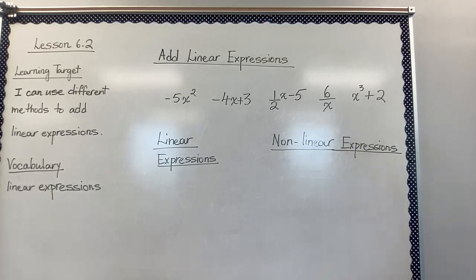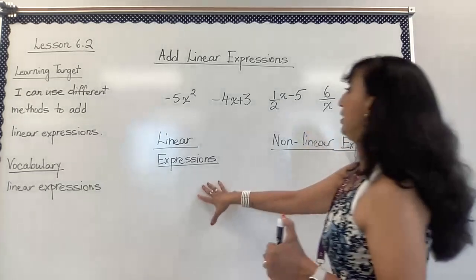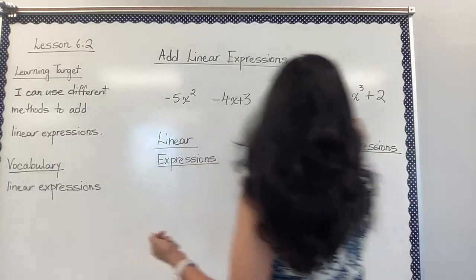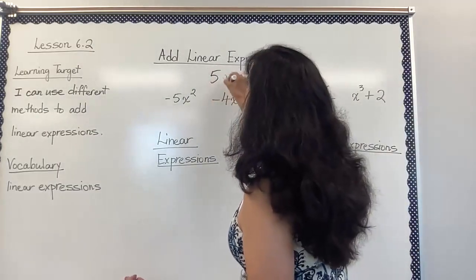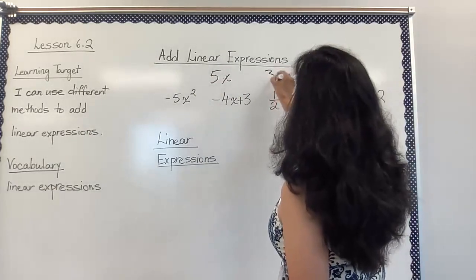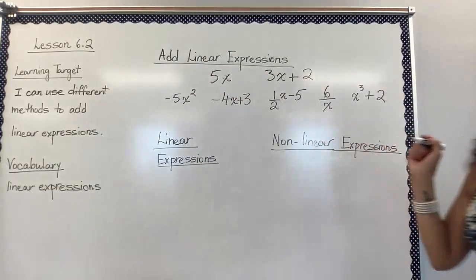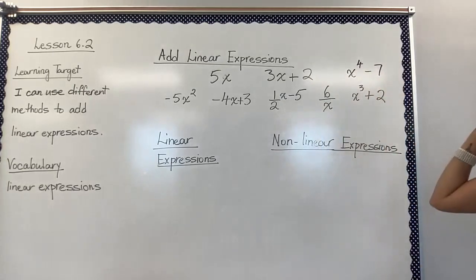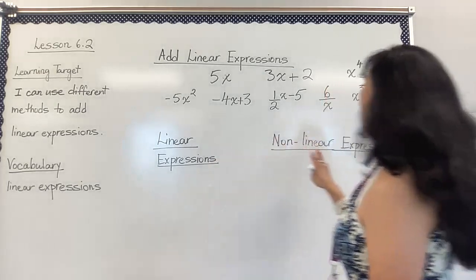Okay. So let's look at these, and we are going to organize them by whether they are linear or not linear. I'm just going to put some more over here. Let's say I give you 5x, and I give you 3x plus 2. All right, I give you x to the fourth power minus 7. These are some of the expressions I have given you, and we are going to sort them into whether they're linear or non-linear.